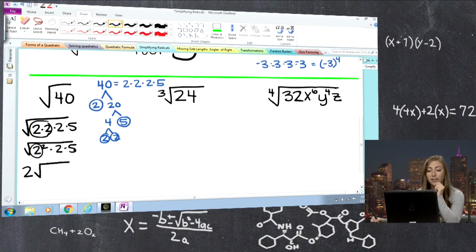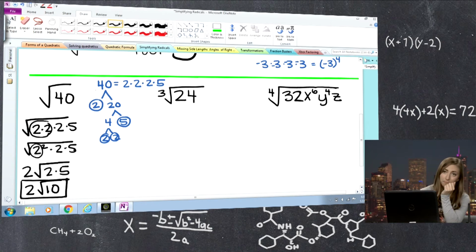On the inside, these two numbers, 2 and 5, are not being squared at all, so the square root can't cancel any of those out. So we just have 2 times 5 on the inside, or a simpler way to write it, 10. So this radical, simplified, would look like 2 square roots of 10 instead of the square root of 40. It's a more precise way to write a completely accurate answer without estimating.